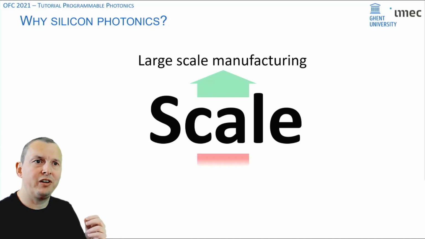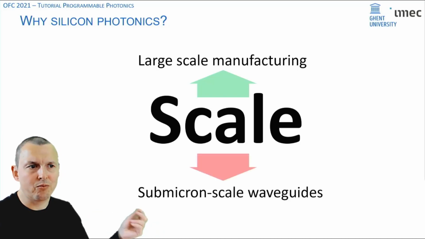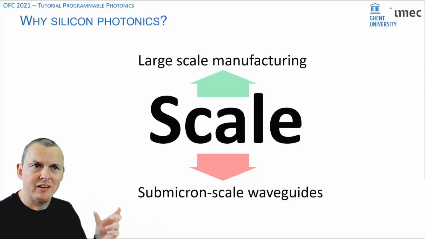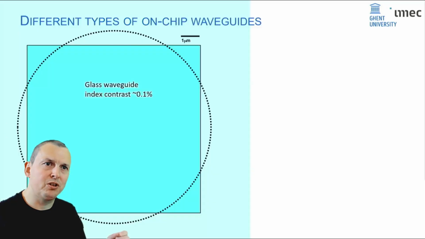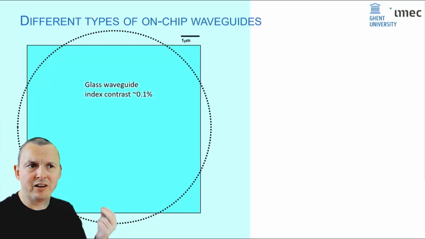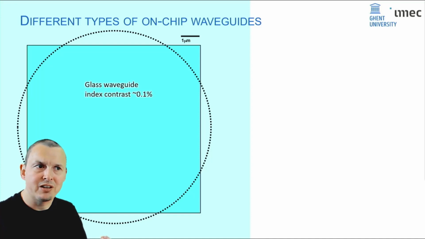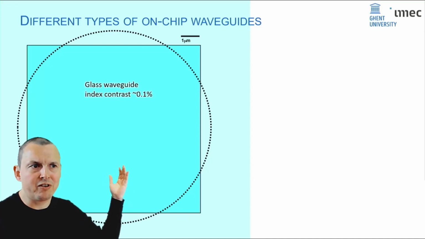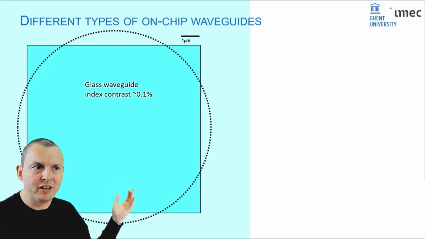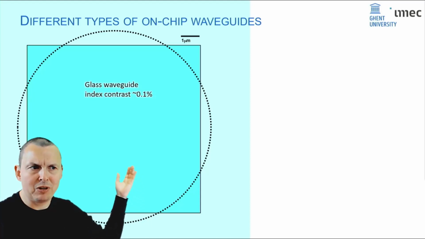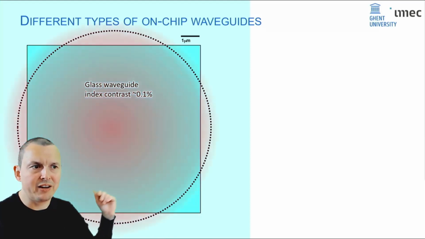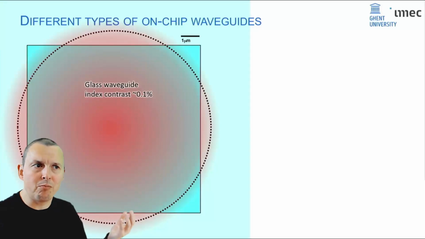On the other hand, you get sub-micron scale waveguides, which allow a very dense integration of your photonic circuits. And this is possible because of the use of silicon as a material, and that gives you a very high refractive index contrast. If you take a waveguide made out of glass, like an optical fiber, this has a very weak contrast between the waveguide core and the surrounding cladding. And the result is a waveguide mode that is like 10 microns across.